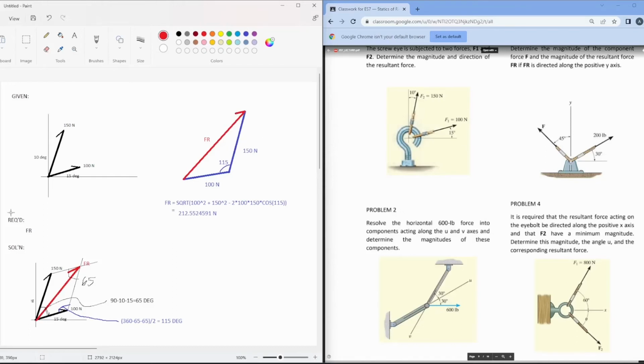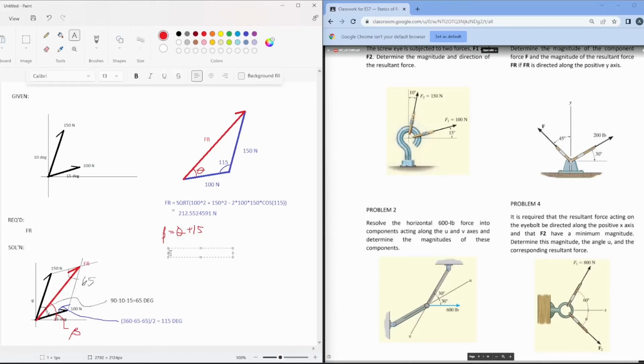Now that we have FR, are we done? Nasagot na ba natin to? Yung required? Hindi, kasi sabi, magnitude and direction. So, kulang yung direction. Ngayon, ang gusto natin is to identify this angle. Okay. Paano yan? We have to find this angle first. Let's say this is theta. Ayan. Let's say that it is theta and this big angle here is let's say beta. Okay? Now, beta is equal to theta plus 15 degrees, diba?